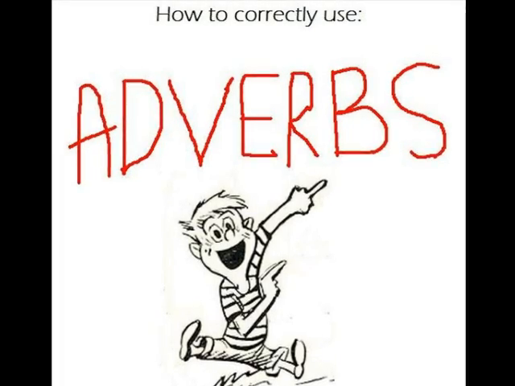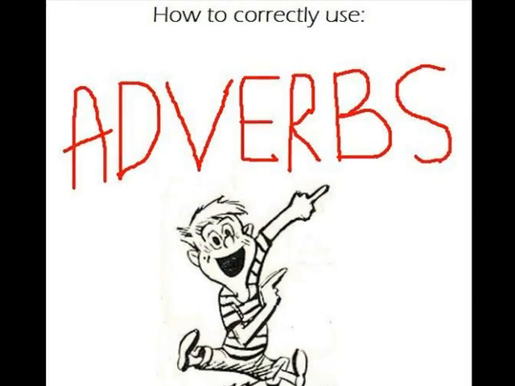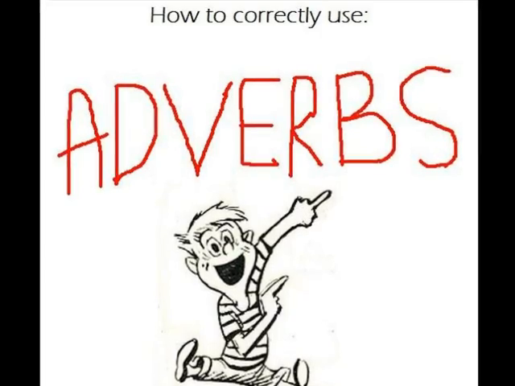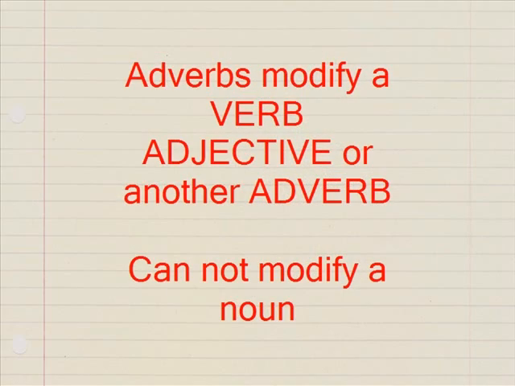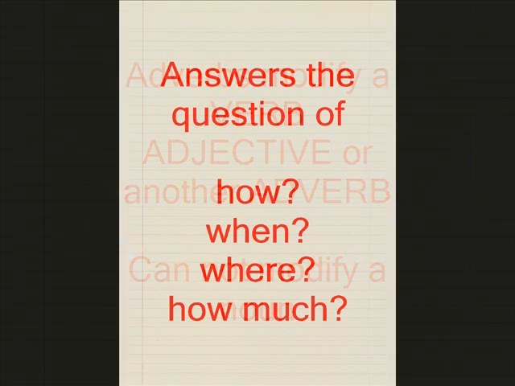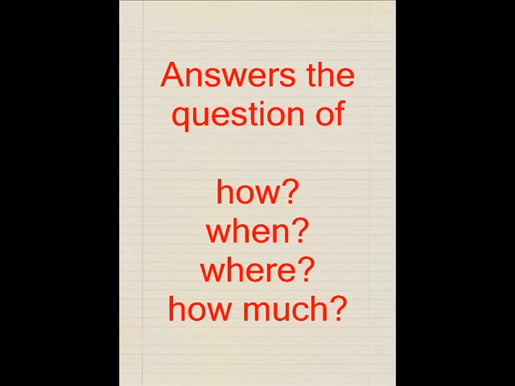This photo story will look at how to correctly use adverbs in English language and literature. The first question you would ask is, well, what is an adverb? I don't know. An adverb is a word that can modify either a verb, an adjective, or another adverb, but cannot modify a noun. Adverbs typically answer the question of how, when, where, and by how much.